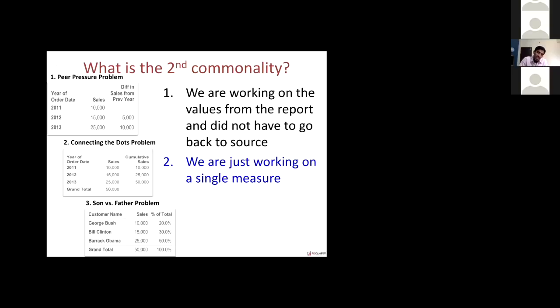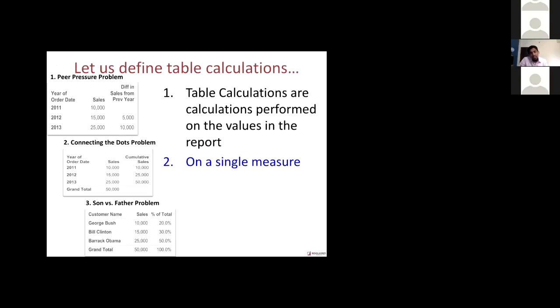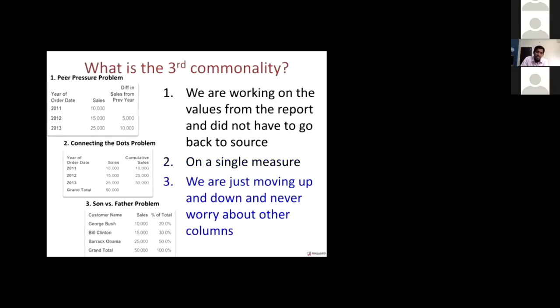We are not taking sales and comparing it to profit or something, right? We are still comparing only within sales. We are not going to another measure, right? And so this is the second part of the definition. It's on a single measure. And then the third commonality is, if you are looking at these first two, we are moving up and down, previous, next, right? Here we are going one level up, right? And talking of the bigger family of LODs, we could go down also, but in table calculation, we talk of going one level up, right?